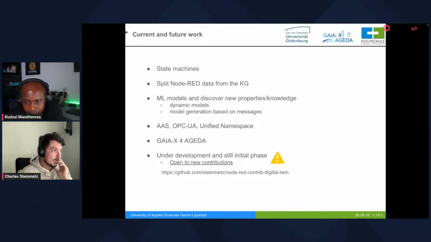Regarding some standards that are already available in the industrial domain, like Asset Administration Shell, OPC UA, Unified Namespace, this is, I think, to get into the industry, you should at least support them, be compatible with them.